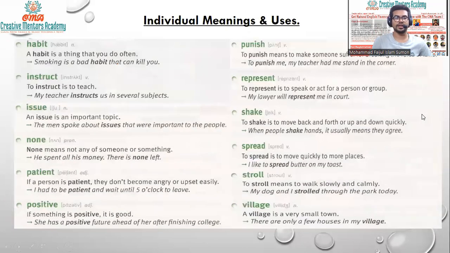Let's jump to the next page. Yeah, a wonderful word here: habit. A habit is a thing that you do often. What we do regularly, or how to say, we are kind of addicted. Not addicted, it's a negative word, but you can use it positively, right? Smoking is a bad habit that can kill you, but everybody loves to smoke here and there, outside and inside.